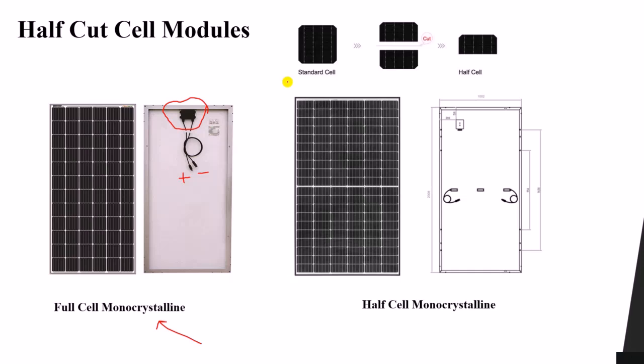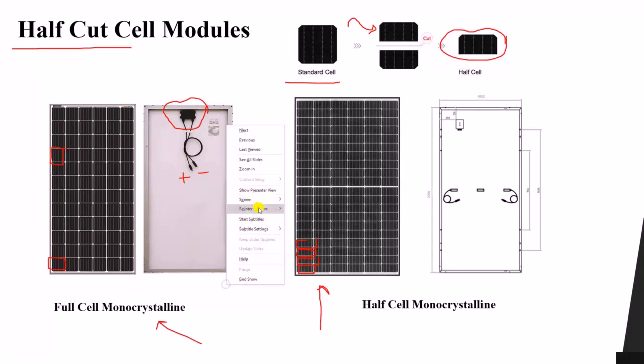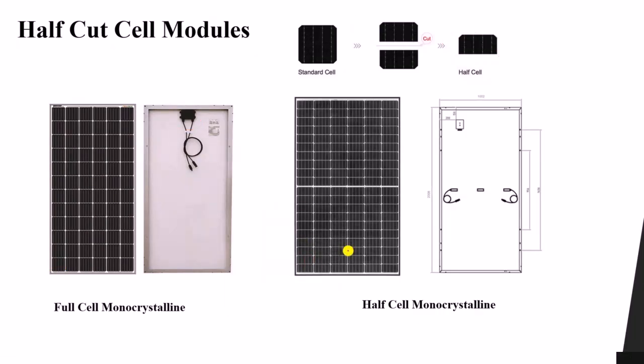Now, instead of having one complete cell like this, we are going to divide our cell into half. So we will have a half cut cell. You can see that instead of one cell, we divide it into two parts, two halves. We will cut it, so we will have half cells. So we will have another panel which is formed of half cells, compared to this one which is one big cell. Now why do we do this? What is the benefit of doing this?